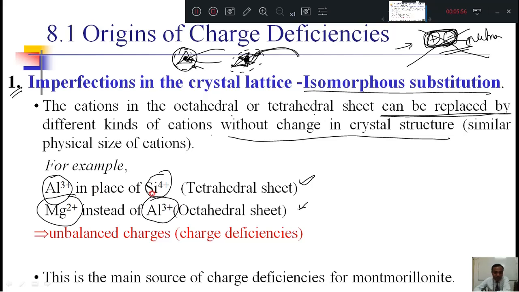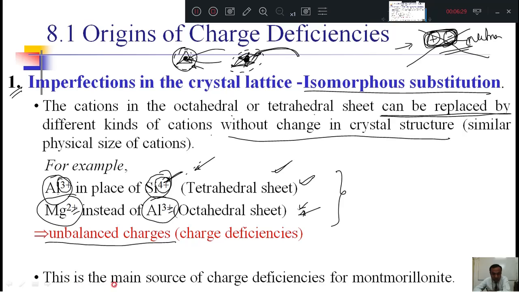See, while doing this operation, initially it was aluminum with 3 positive charges that I replaced with 4 positive charges, means one extra is there, therefore it will start attracting particles, or charge deficiency is observed here. The same way, 2 plus is there, here 3 plus it becomes, again charge deficiency is there. These are the main reasons for creating charge deficiency in the crystal lattice, which becomes unbalanced.